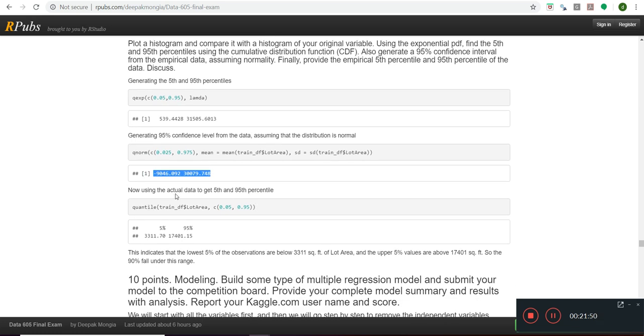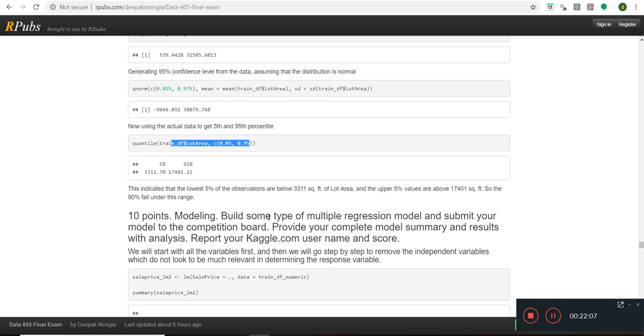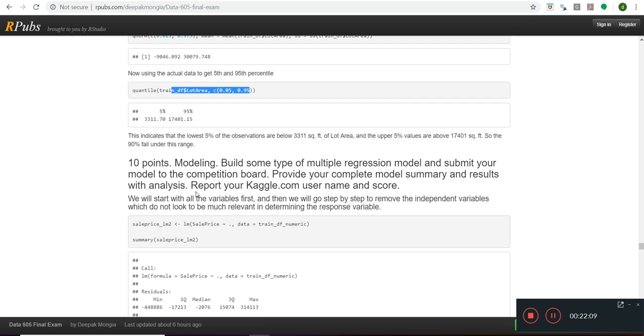Then for the actual data, we are asked to use the empirical data, that means the real data, to get the 5th and 95th percentile. So we'll use the quantile function with our data set variable, and we are generating the 5th and 95th percentile. So that's all we need to do in that question.